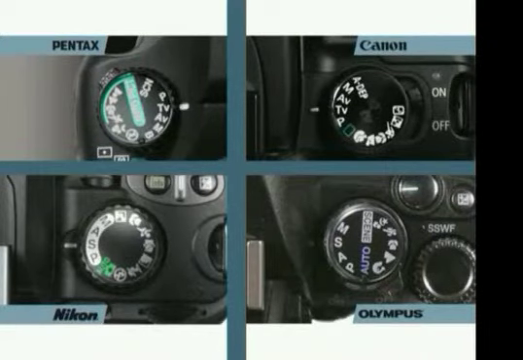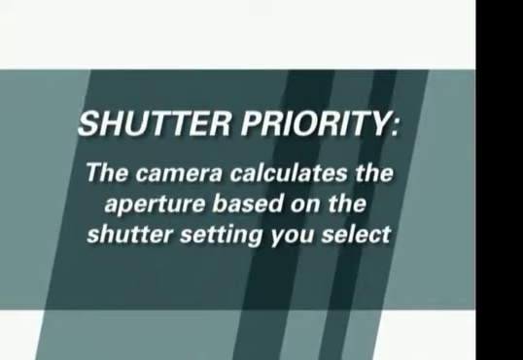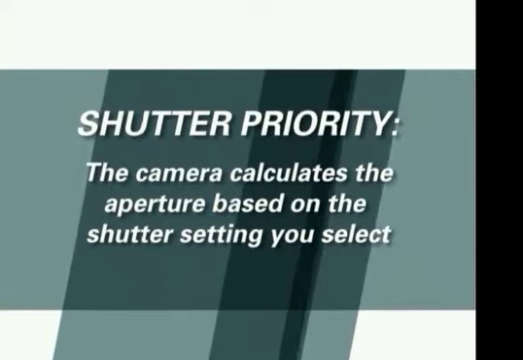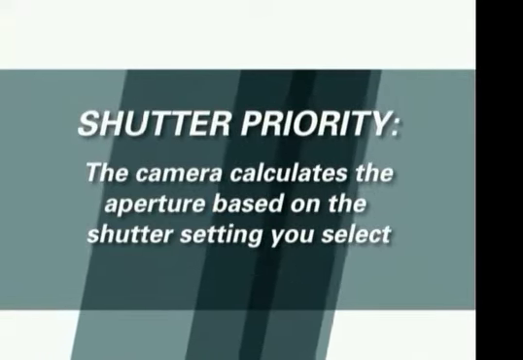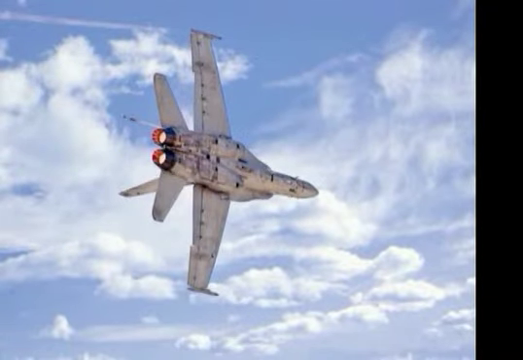The next manual mode setting is represented by an S or TV. This is the camera's shutter priority setting. In shutter priority, the camera will calculate the aperture based off the shutter speed value you select. It also takes into account your set metering method and ISO setting.